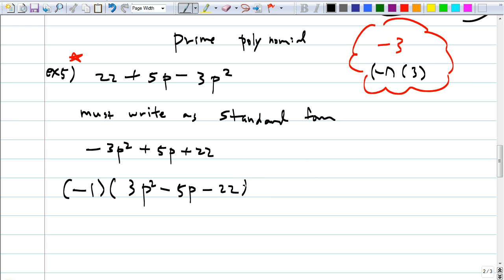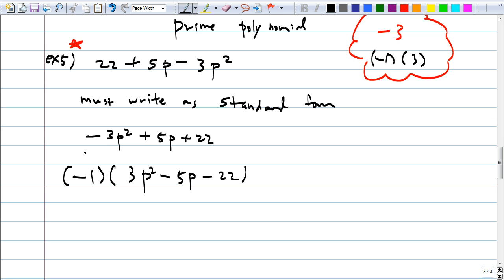Now, can I get rid of this negative 1 then? No. Just like you can't just get rid of this negative 1 for negative 3, can you? Then negative 3 doesn't equal 3. Negative 3 is negative 1 times 3. Just like that, you can't just forget about that negative 1. Does that make sense? You're just factoring out a negative 1.